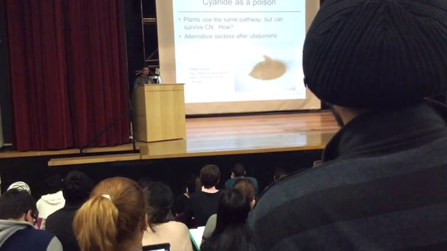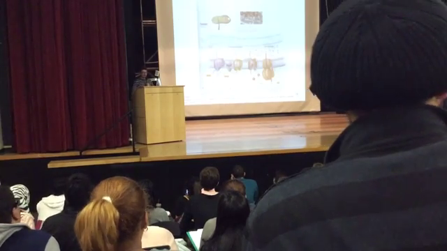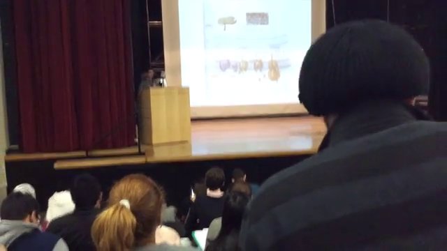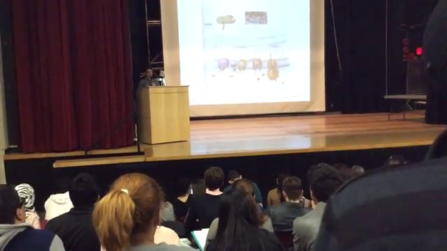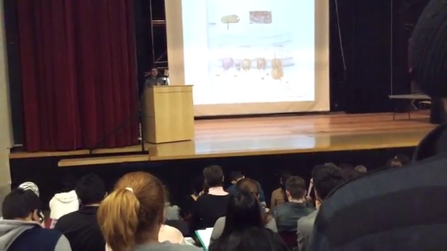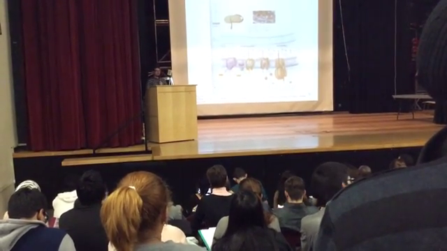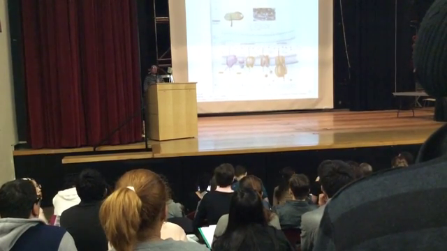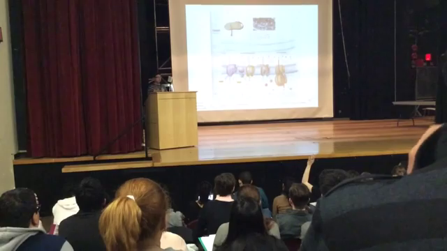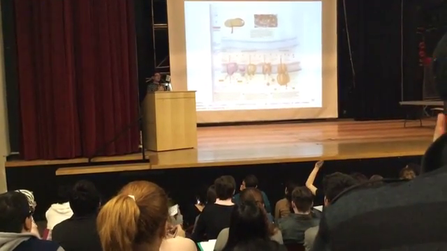So plants make cyanide, but plants have the same pathway in their mitochondria. So how come the cyanide doesn't kill them? Yes, sir. Maybe they can survive on less ATP? Very good question. Whether or not they can survive on just fermentation and glycolysis alone is a good question. They tend not to.